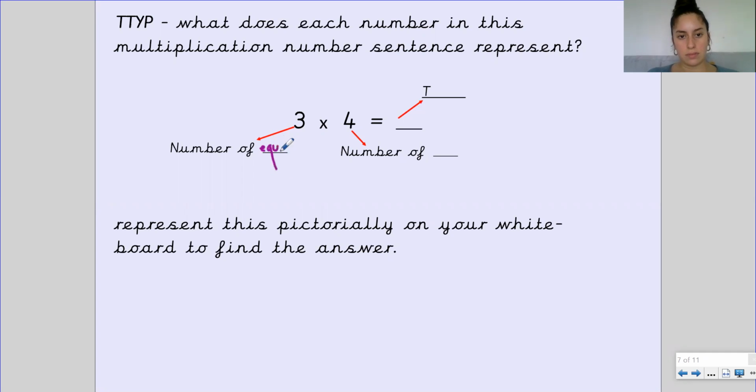Oh gosh. Equal groups. My handwriting is not the best with these pens.